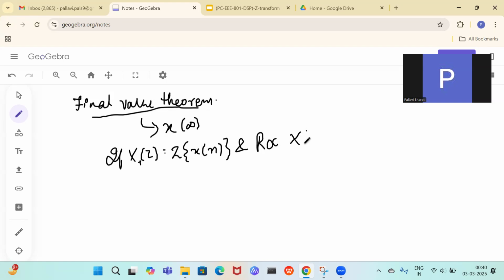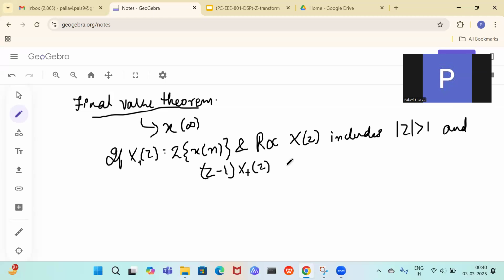The ROC of X(z) includes the unit circle, or you can say includes mod z greater than 1, and (z minus 1) into X(z) has no poles on or outside the unit circle. Only in that case. What are the conditions?